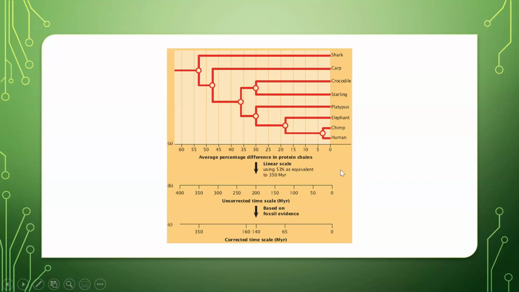So if we're looking at when the human and chimp and the elephant diverged, on the uncorrected scale we'd be looking at about 125 million years ago, and on the corrected scale we're looking at 65 million years ago. So quite a difference there, but that is due to the fossil record that's been developed.